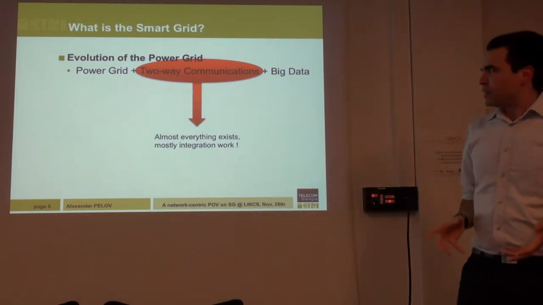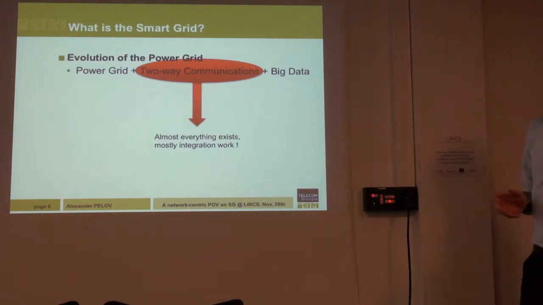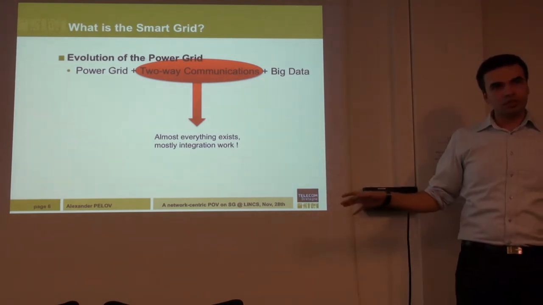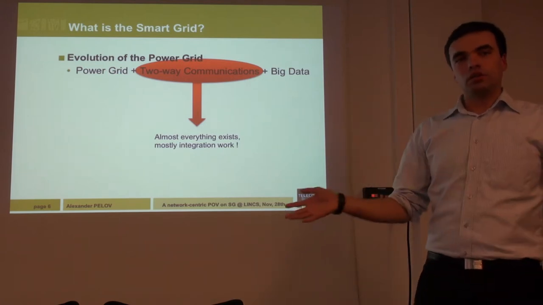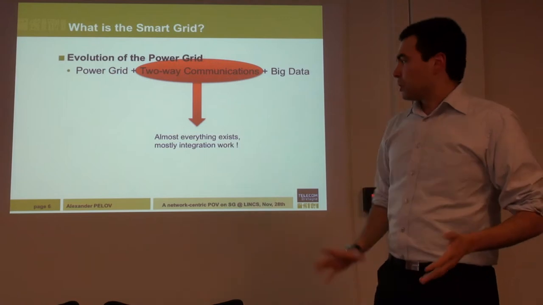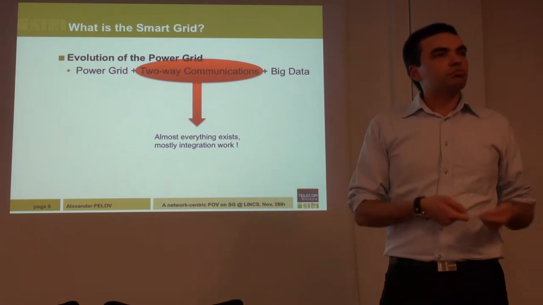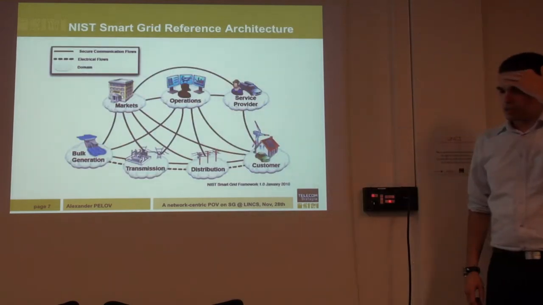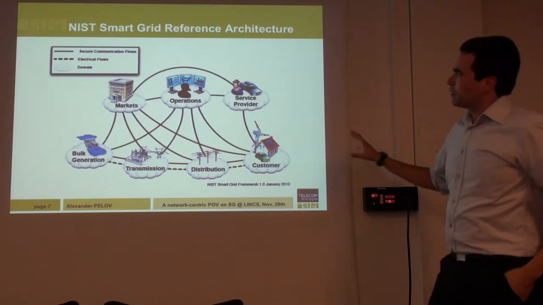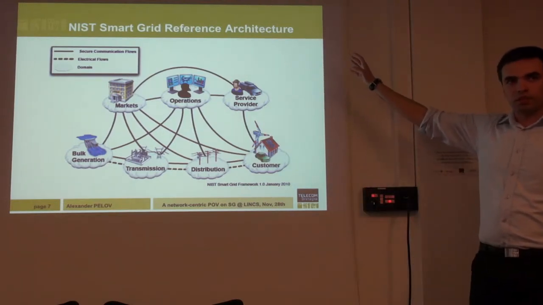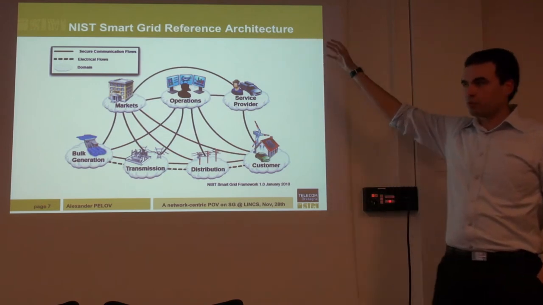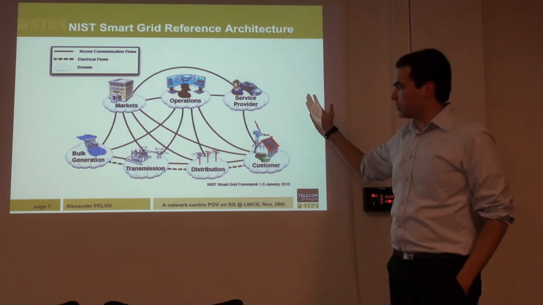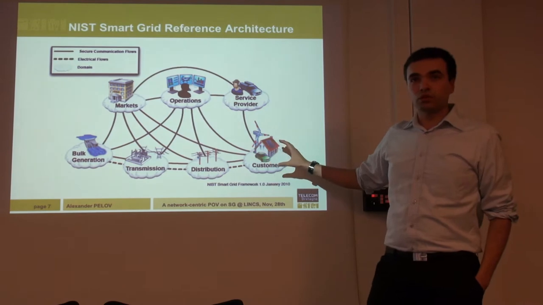So the question here is, when you start reading about this, you get the impression that almost everything exists. All the networking technologies are already there, and you have all the interfaces, and basically you only need to go and buy some equipment and configure it, and it will all work. And this is actually the reference architecture that has been defined by NIST, which is the architecture that is most frequently used, and that actually captures this evolution of the power grid.